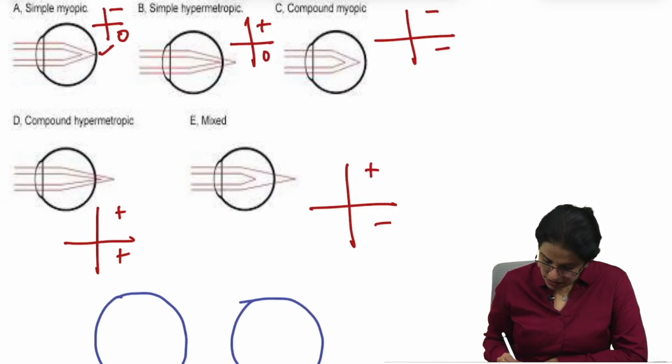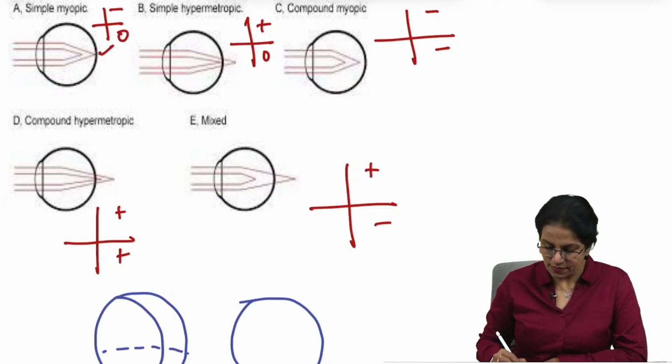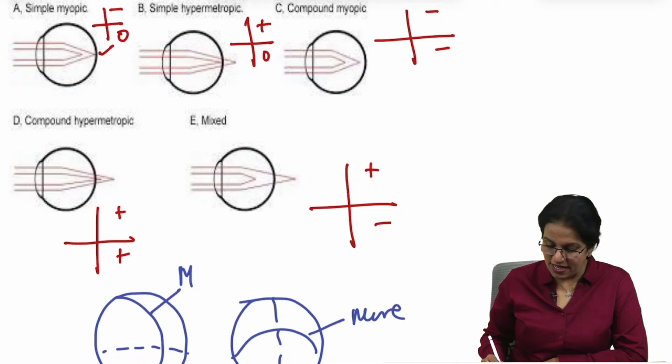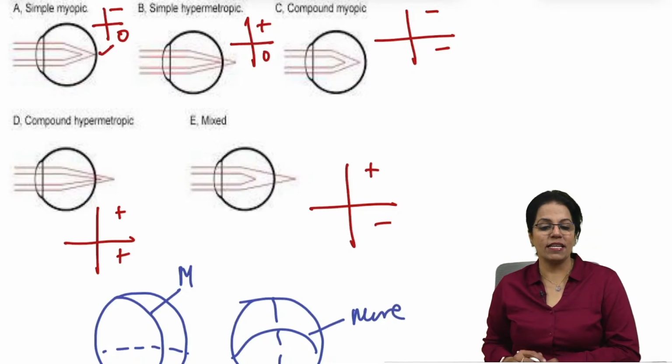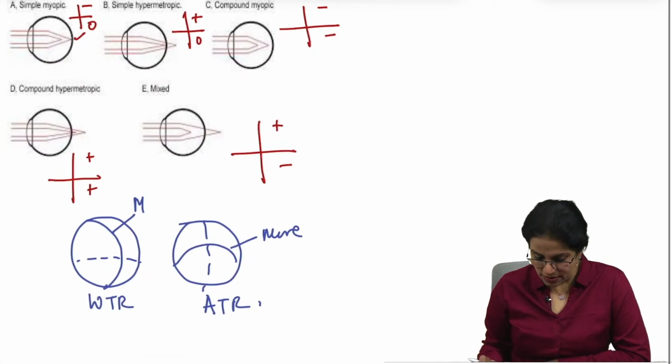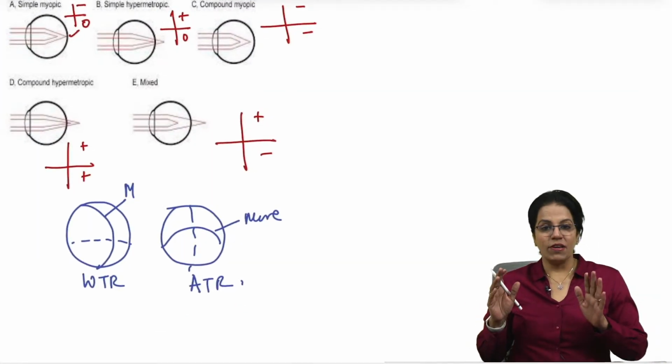So, this is your with the rule astigmatism, matlab it is the vertical which is more than the horizontal. When this is more, it is with the rule. When horizontal is more than the vertical, this is your against the rule astigmatism. पता है ना? This one you know? Okay. So, once we know this, we are clear.